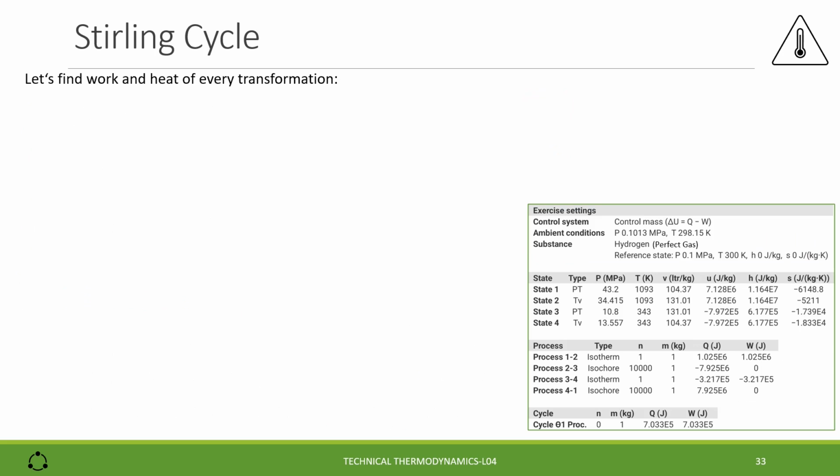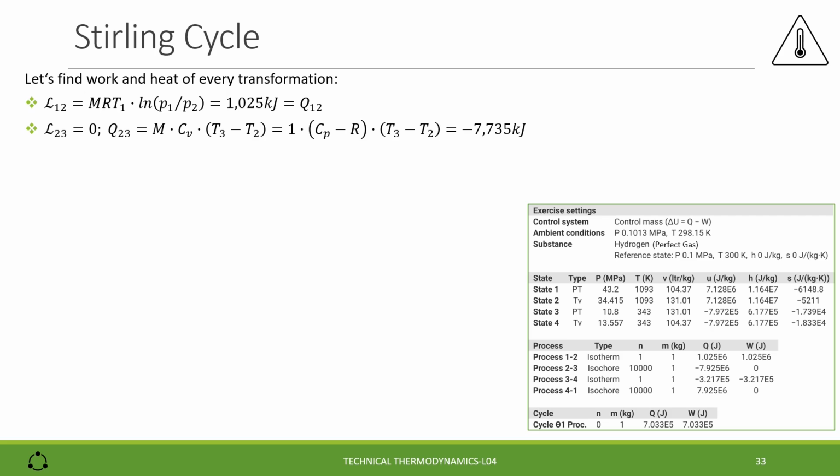Let's find now the work and the heat of every transformation. The thermodynamic work over the transformation 1-2 is, as we have already discovered in the previous lessons, the product of the mass, the constant R, the temperature, which is the same between the states 1 and 2 because isothermal, and the logarithm of the pressure ratio. We find 1025 kJ. The work and the heat are equal for the isothermal transformations. The work over the transformation 2-3 is 0 because isochoric.